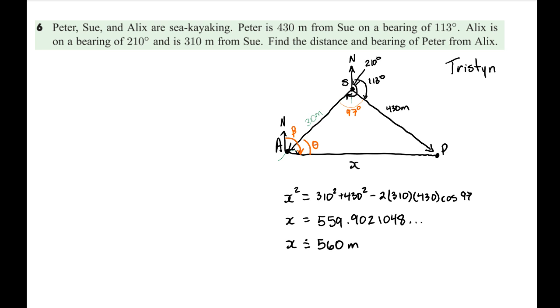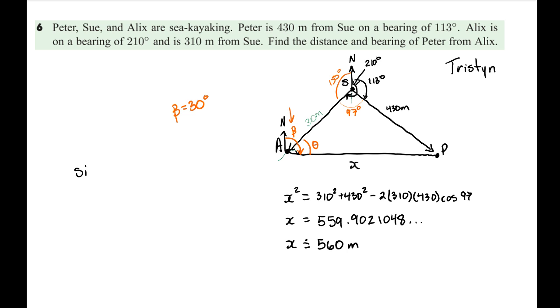The bearing from Sue to Alex was 210. That tells me that this angle out here is 150, because that's what completes the 360 degrees of the circle. What that means is because beta and that angle of 150 are supplementary, it means that beta is 30 degrees. So that one I can just figure out using angle properties. I didn't even really use any trig there.